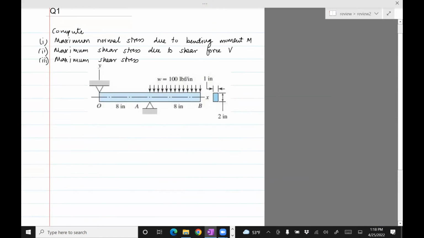On what I've seen, how people make errors in problems. So here's a problem which is taken from the book. And the key thing I want to highlight here is, all these parts, you see that there's a conceptual thing about these questions where people make an error. So compute the normal stress due to bending moment M. Well, there's no bending moment, but it will come once you do the bending moment diagram. Maximum shear stress due to shear force P, and maximum shear stress.